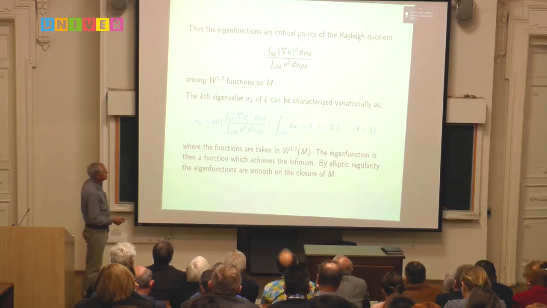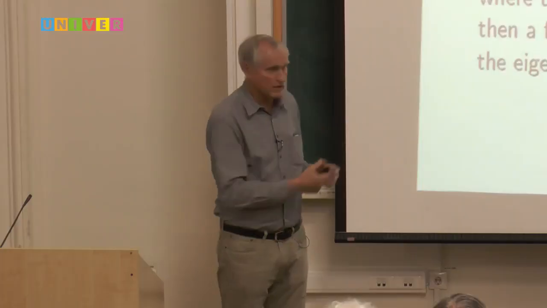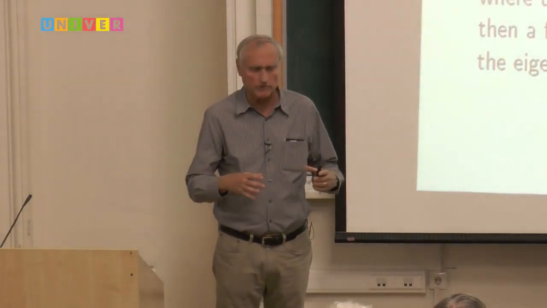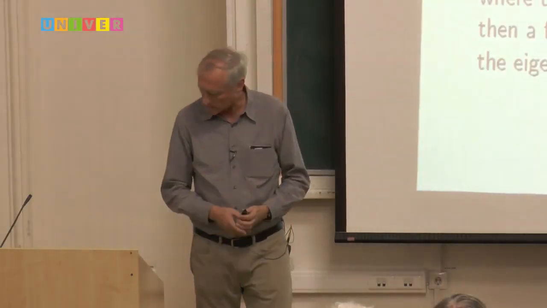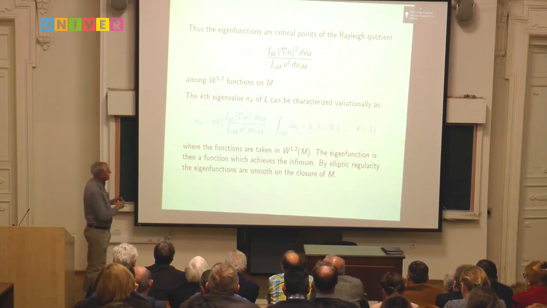And the eigenfunctions themselves are actually smooth or analytic up to the boundary, which is a consequence of elliptic regularity. The boundary condition is an elliptic boundary condition, and so it's a nice eigenvalue problem to consider.